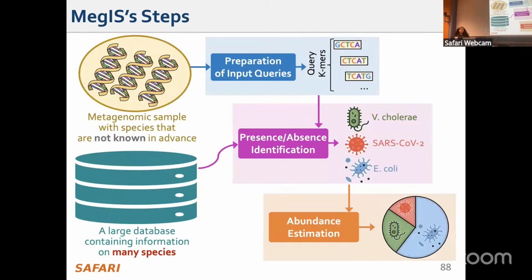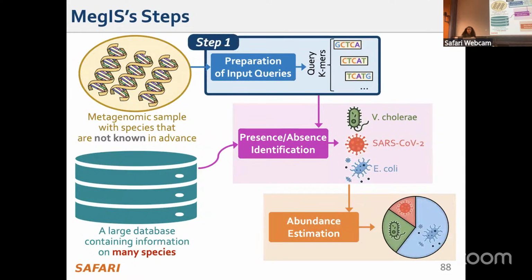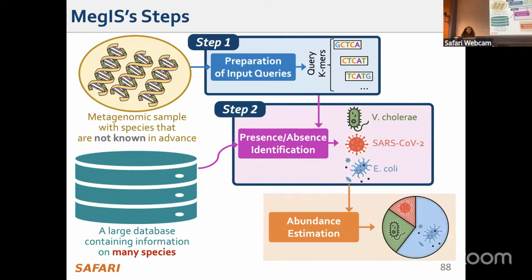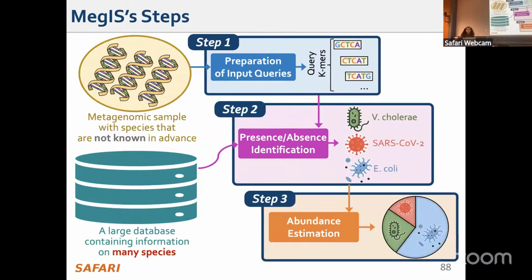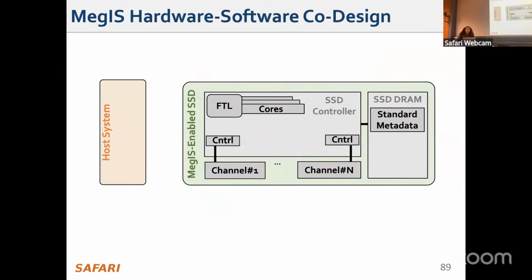So these are the high-level steps of MEGIS. Step 1 would be data preparation, step 2 would be presence-absence identification, and step 3 would be abundance estimation. Now I'm going to give you a high-level overview of some hardware-software co-design that we had to do to address the challenges of making these two work together and to basically leverage the strengths of both.